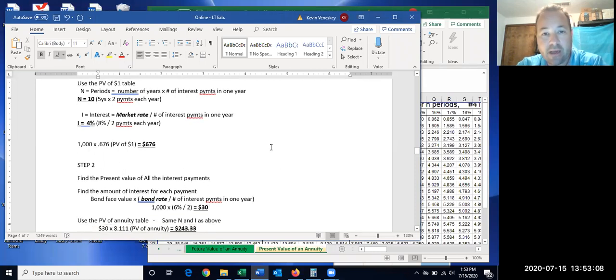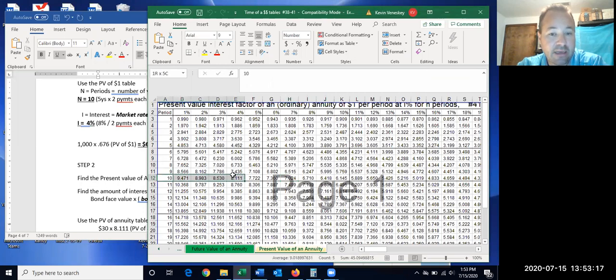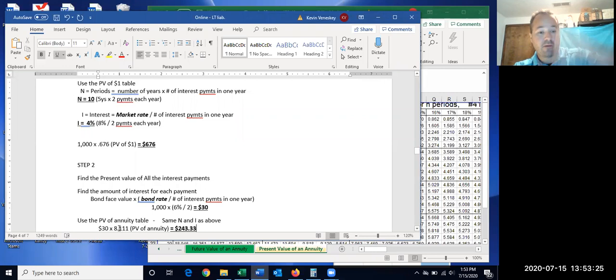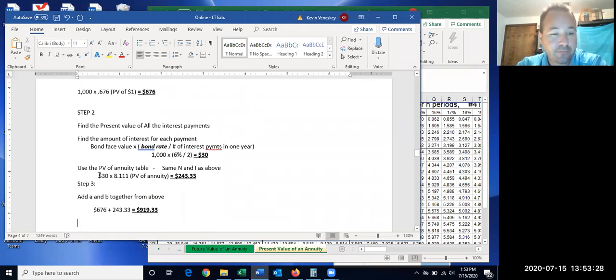All we've got to do is go back up and remind ourselves what the interest payment semi-annually is, and then take 10 and 4% on the second chart, and that's 8.111. So take the $30. I already calculated this when we were up higher, so I already knew it was 30. 30 times the 8.111. And that comes out to be the present value of all of those interest payments. When you add these 2 together, this is what my bond needs to sell for.